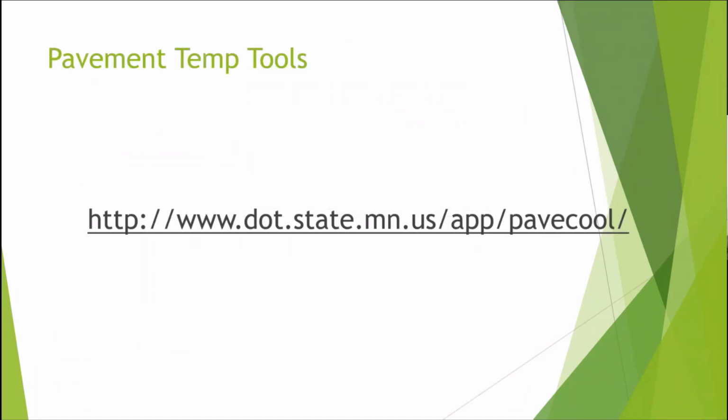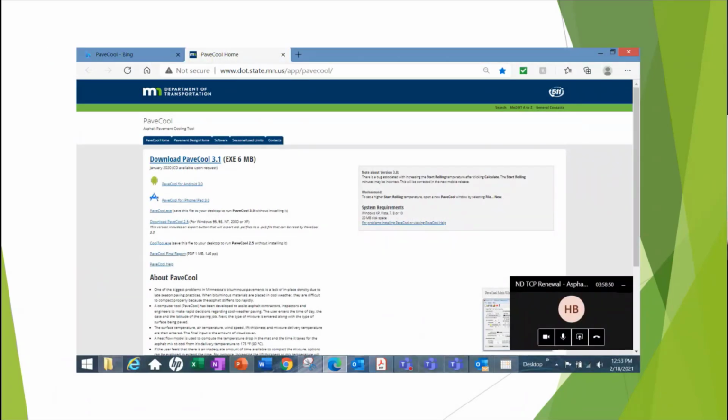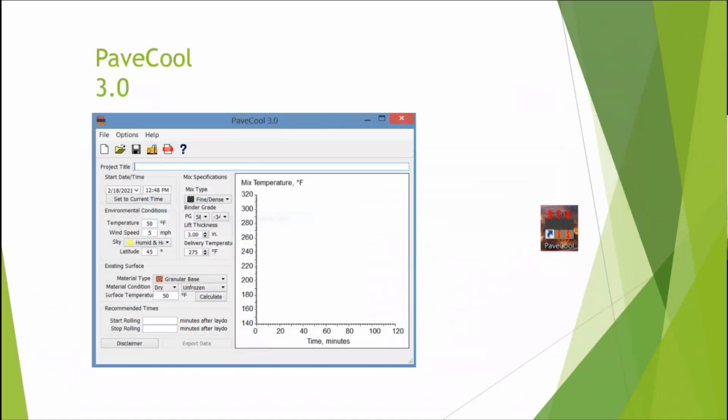You can download it from the MnDOT site, or you can just Google PaveCool Minnesota DOT, and you can download this. And there's an app, you can download it on your phone, on your tablet. I think version 3.1 now. I probably still got 3.0 on my laptop here, and that's your entry screen basically to enter your variables.